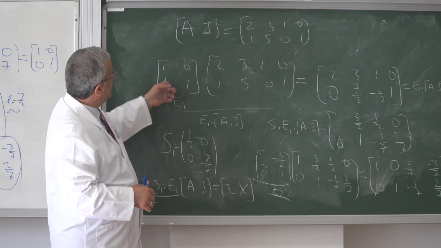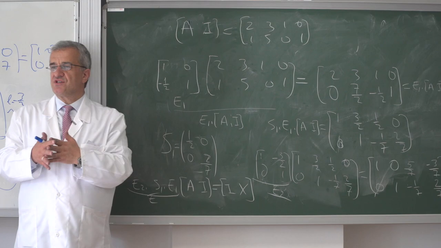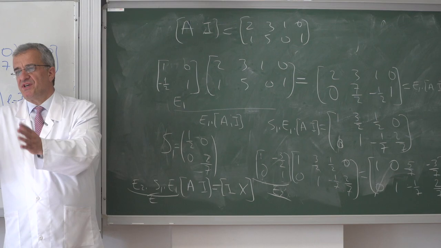1/2 times this plus 1 is 0. -1/2 times 3 plus 5 is 7/2, etc. So all these row operations we did in Gaussian elimination have a corresponding matrix multiplication process. Okay? So we just named them.